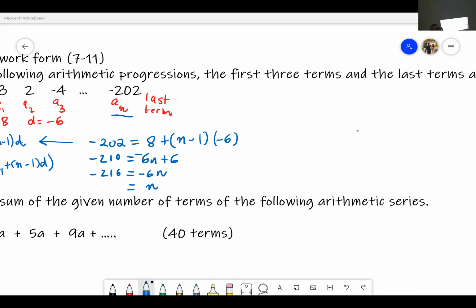And when I divide both sides by -6, I get something. It should be a whole number. If you're getting a decimal here, you did something wrong. I get 36. So therefore, this is the 36th term. It's the 36th term in that sequence. And that's all there is to it.